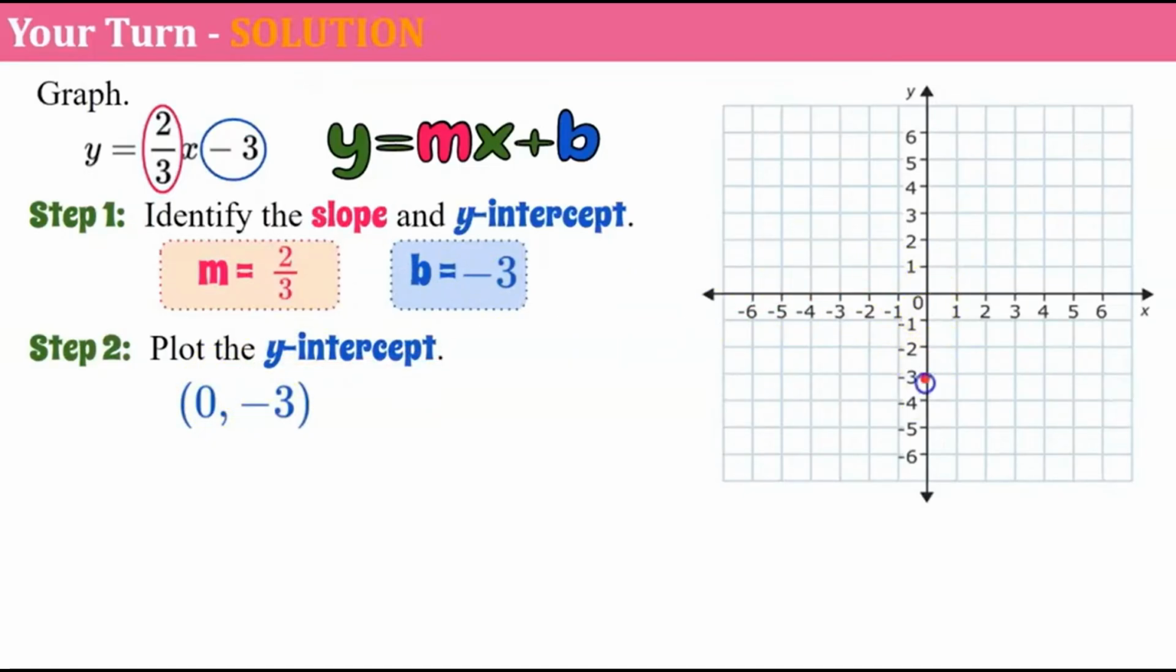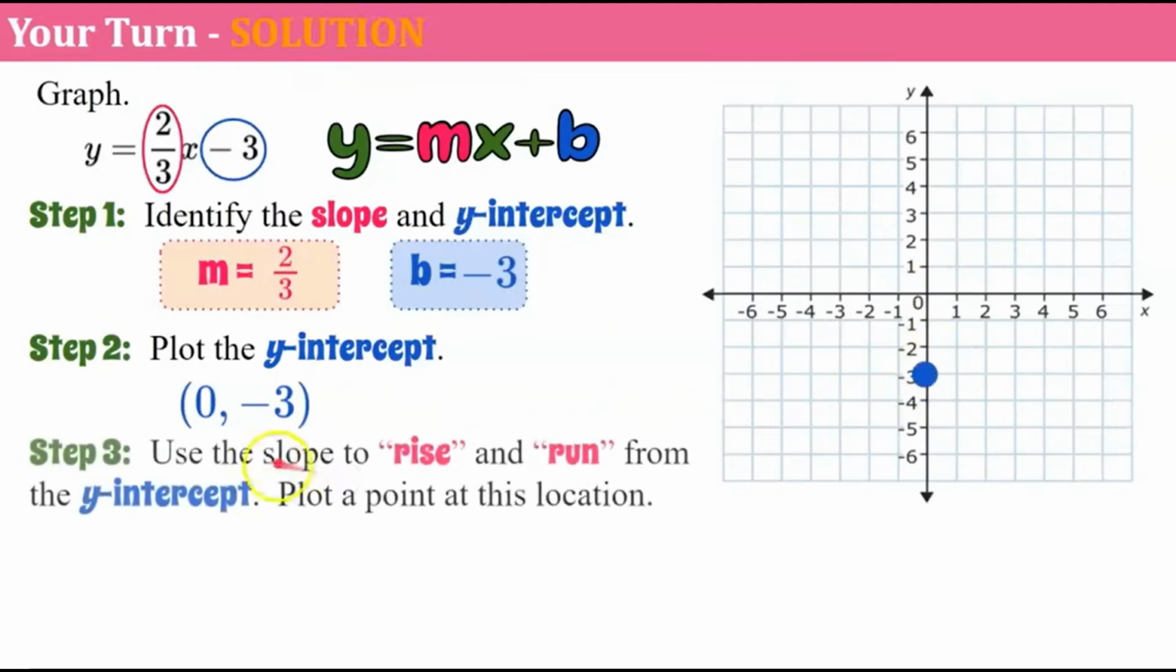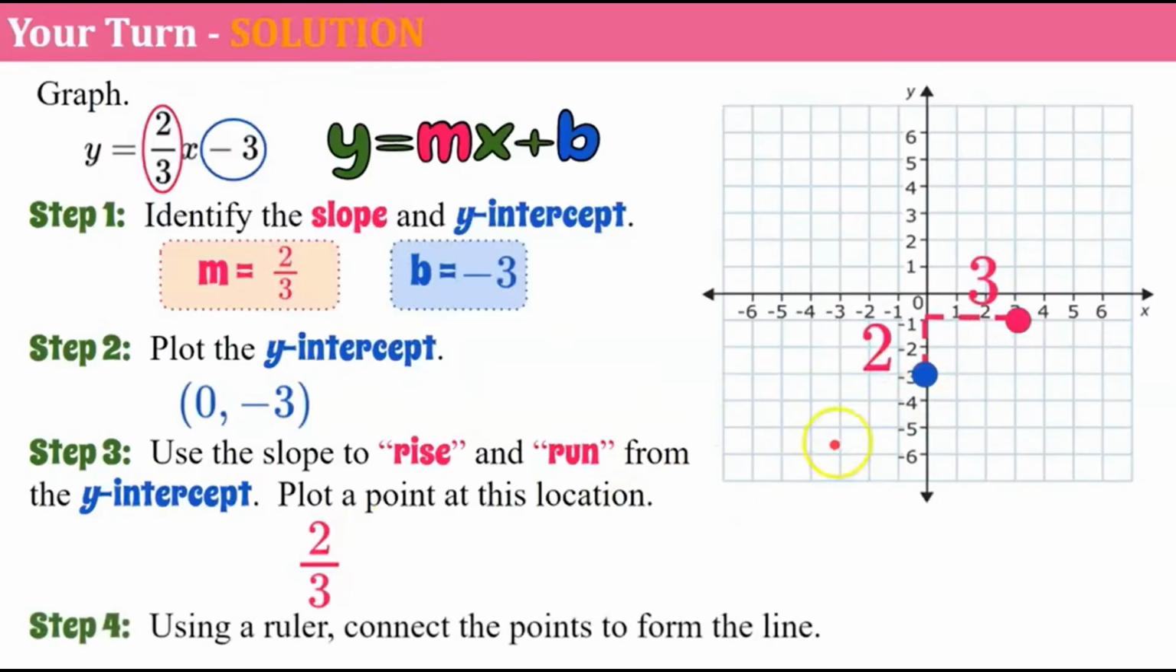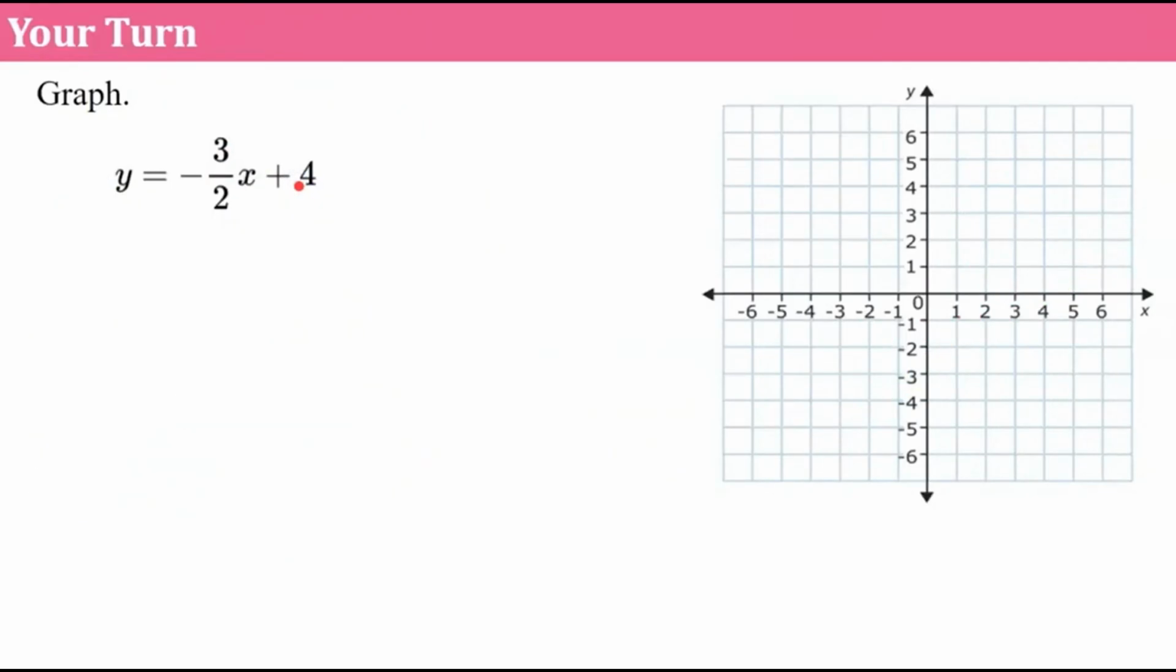So 0, -3. Step 3, we're going to use our slope to rise and run from the y-intercept and plot a point. So our slope is rise 2, run 3. So we're going to rise 2, run 3, and plot our point. Step 4, we're going to connect our points. And there you have it. That is the line y equals 2/3 x minus 3. Your turn. I'd like you to graph this line, come back and hit play when you're ready to check your work.